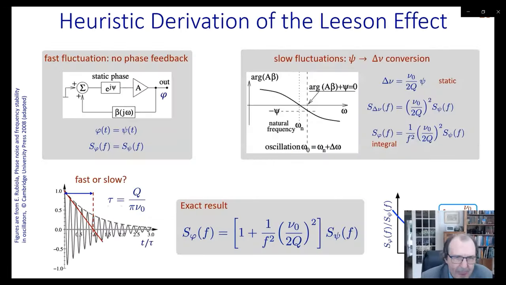And now we take a heuristic derivation of the Leeson effect. So let's introduce a phase in the loop. A phase can be either static or fast fluctuating. So when we introduce a fast fluctuating phase, not static, the resonator acts as a flywheel, and the fluctuation phi is not fed back to the input. So the loop is a kind of open loop, and so the spectrum at the output is equal to the spectrum of the input.